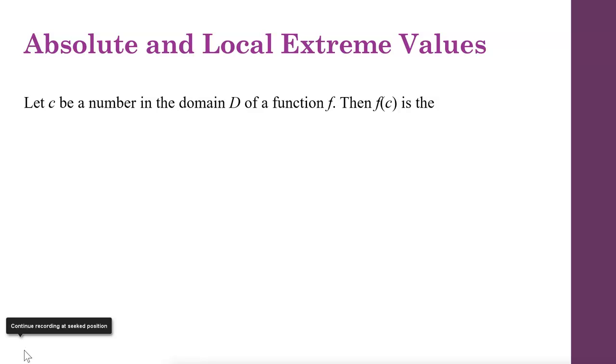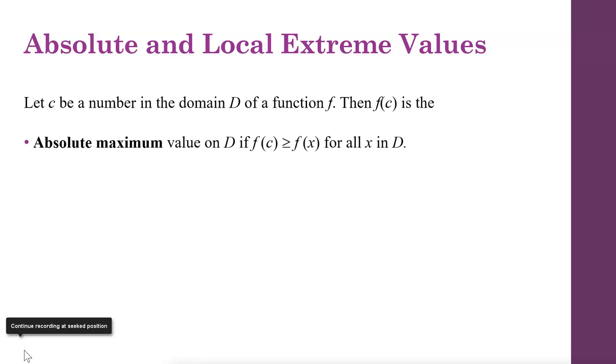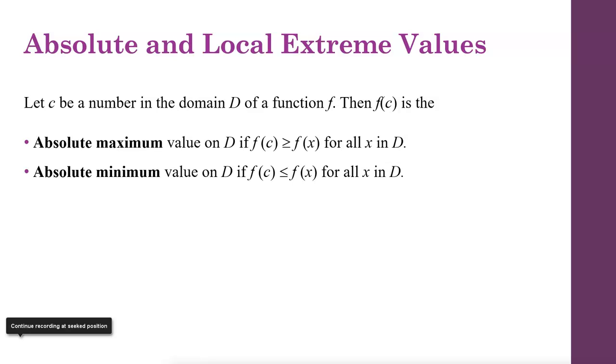So if we have a number c as part of the domain of a function f, then f of c is referred to as an absolute maximum if that value of f of c is bigger than all the other f of x's for any x in our domain. So when I evaluate f at c, then f of c is bigger than any other value. That would make my value an absolute max, and it would be an absolute minimum if f of c is smaller than f of x for every other x in our domain.